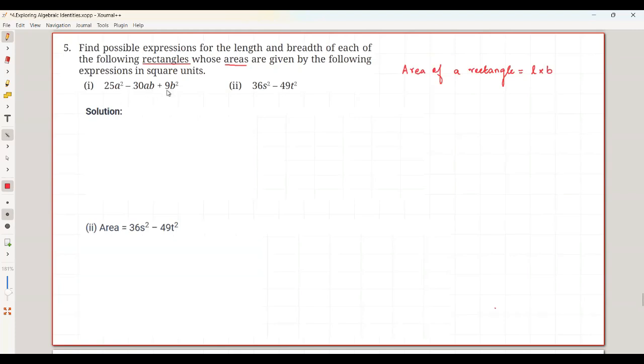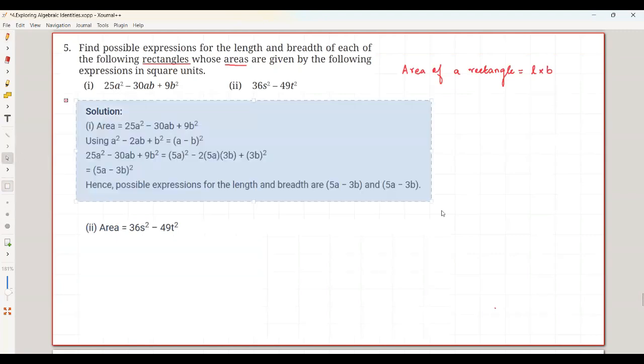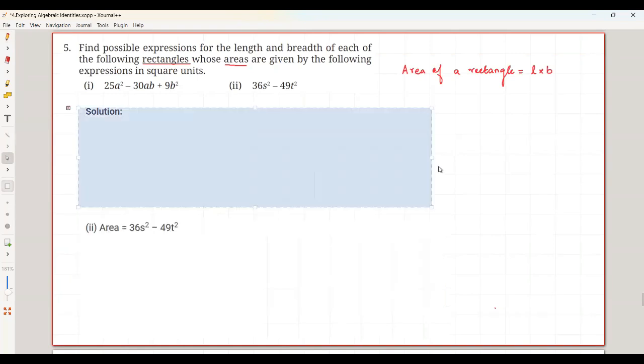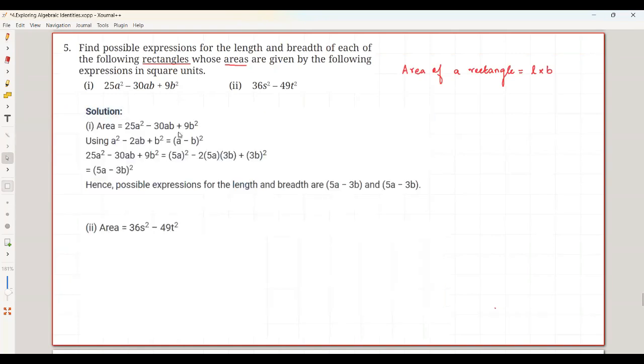That means we have to factorize this, and we'll get what is length and breadth. As the first number and the last number are perfect squares, we can go with the square identity with the minus. It's easy to identify this in the form of a square minus 2ab plus b square. So, area is given, using a square minus 2ab plus b square is equal to a minus b the whole square. From this, I have to identify what is a and b.